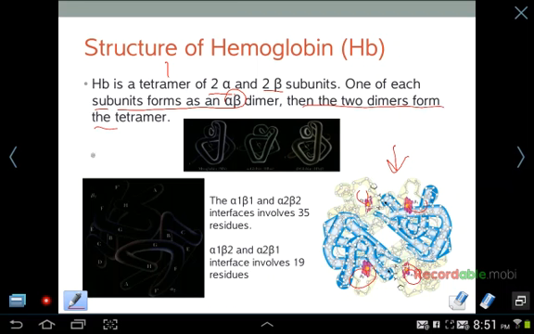Okay, I'm so sorry that this is hard to see in the video. Again, take a moment and look at your PowerPoint. But as you can see, we have myoglobin and we have our alpha subunit and our beta subunit, and they're all very, very similar. The alpha-beta dimer interfaces involve 35 residue interactions, a lot of them hydrophobic, but we also have some ionic interactions and some salt bridges occurring. And then cross interactions between alpha-1, beta-2, and alpha-2, beta-1 involve 19 residues. Now, interactions between alpha-1, alpha-2, or beta-1, beta-2 are very minimal at best.